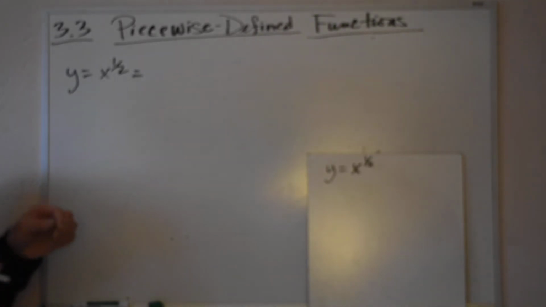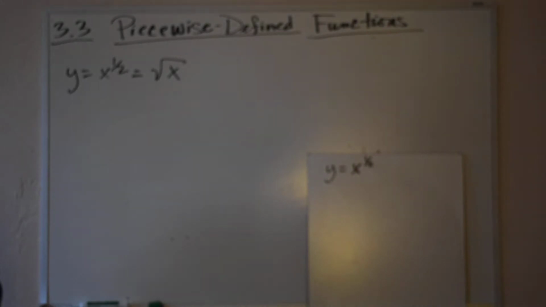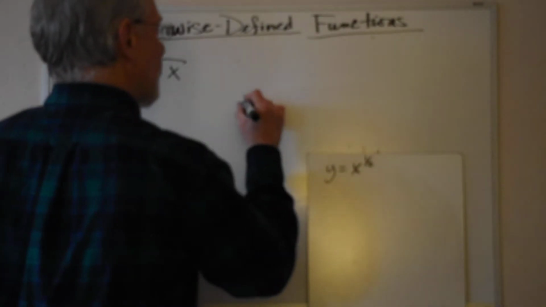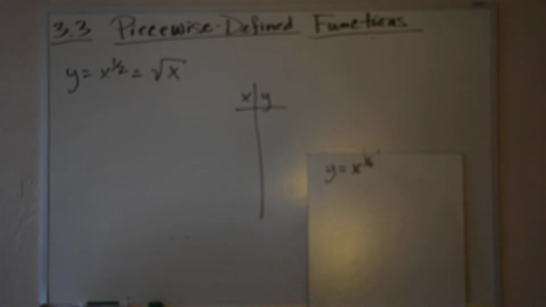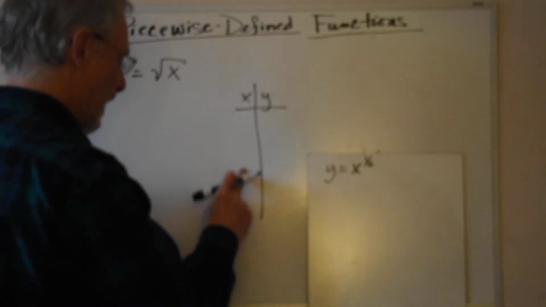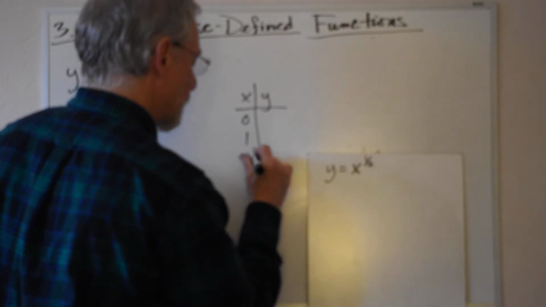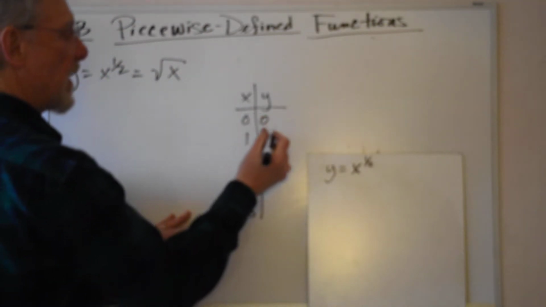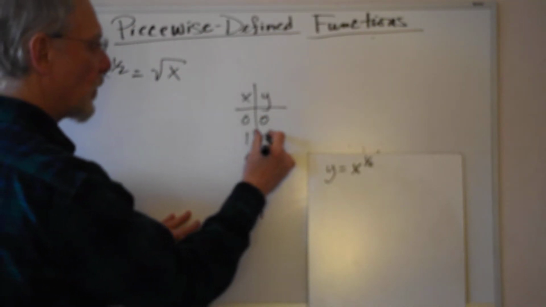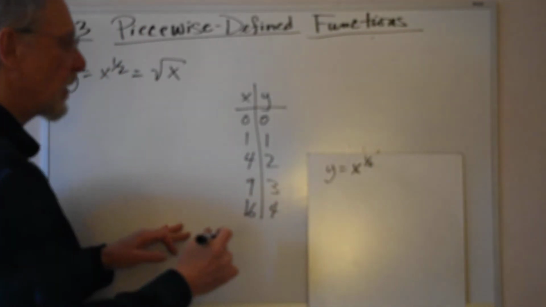The first thing you should notice is that this function is just the square root function. So I'll pick some values of x and calculate my y's and plot some points. Again, I want to pick all the perfect squares because they'll be easy to deal with. Calculate y. Square root of 0 is 0, square root of 1 is 1, square root of 4 is 2, square root of 9 is 3, square root of 16 is 4.